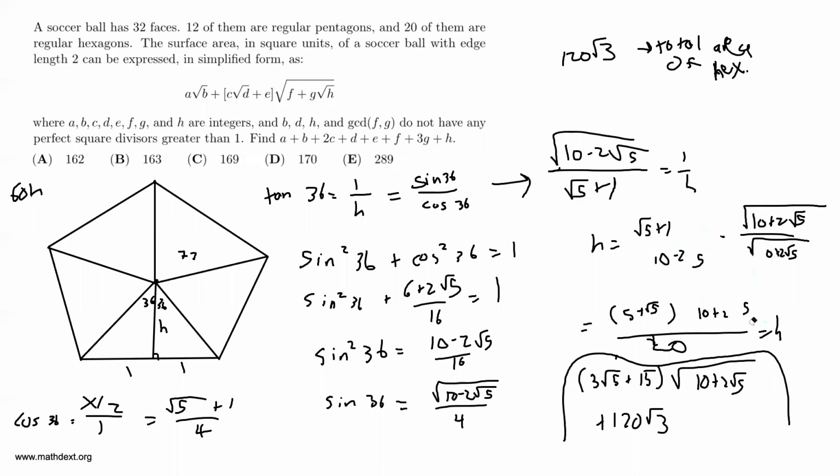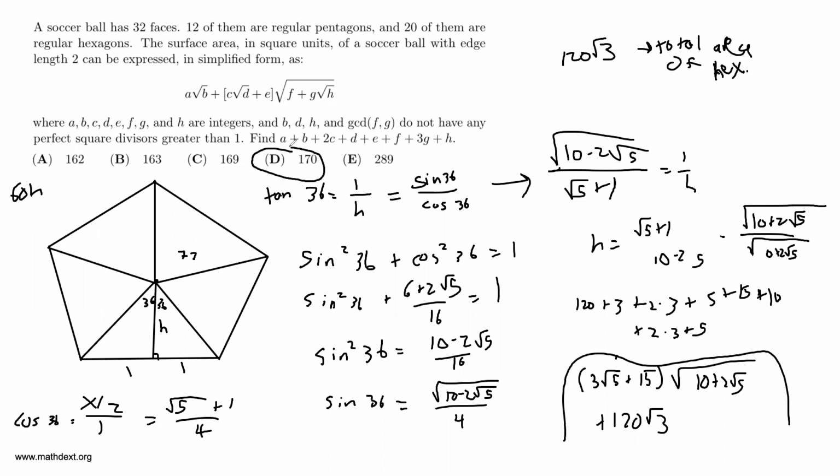And therefore, our a plus b plus 2c plus d plus e plus f plus 3g plus h is going to be equal to 120 plus 3 plus 2 times 3 plus 5 plus 15 plus 10 plus 2 times 3 plus 5, which is equal to 170 if you go ahead and do all of these calculations. So our answer is D.